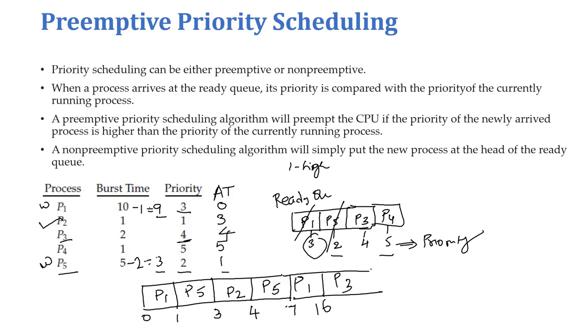P3 burst time is 2. So 18. P3 completed. And P4 burst time is 19. Okay, so like that the preemptive priority will work. So now we need to calculate the waiting time. Here we need to calculate carefully because all the processes arrived at different times.